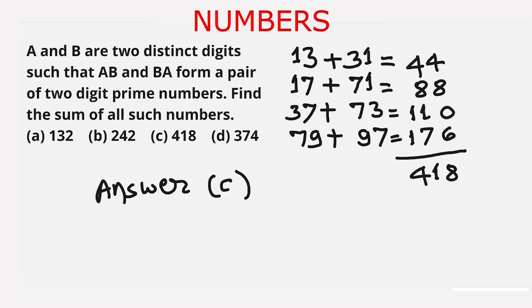This way we can find the sum of all two-digit prime numbers which are of the form AB and BA, and both of them are prime numbers. Hope you have understood the solution. We go to the next question.